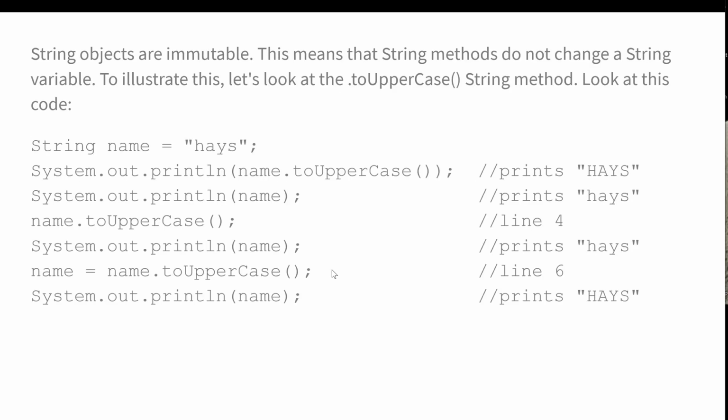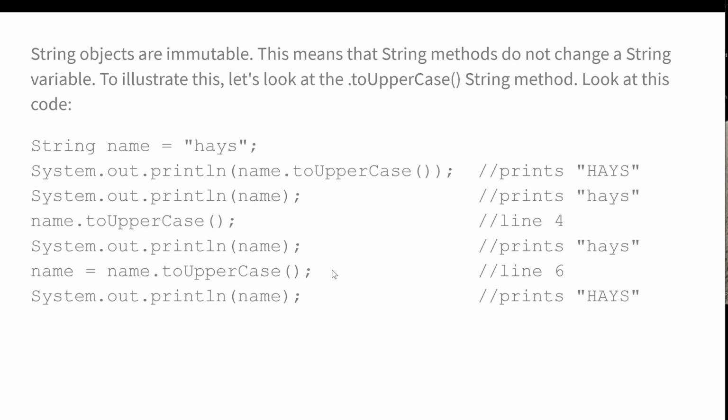String objects are immutable. Now, if you look up what immutable means, the dictionary definition is unchanging, meaning something is created and cannot be changed. In Java, what it really means is that string methods do not change strings. So let's look at a little bit of an example. I'm just introducing to you right on the spot a method of the string class, toUpperCase.